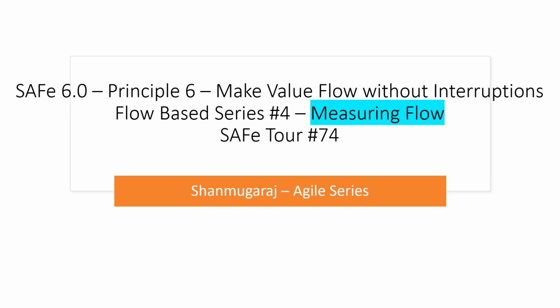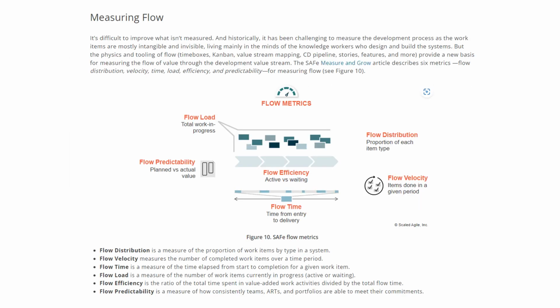We are continuing our discussion on Principle 6 of SAFe 6.0, make value flow without interruptions. Today's topic is measuring flow. We are going to talk about flow metrics. It is difficult to improve what is not measured, right?